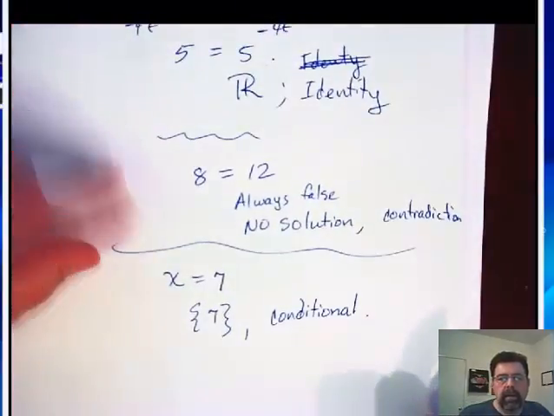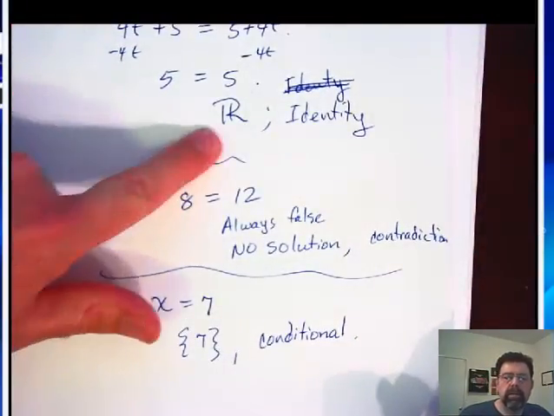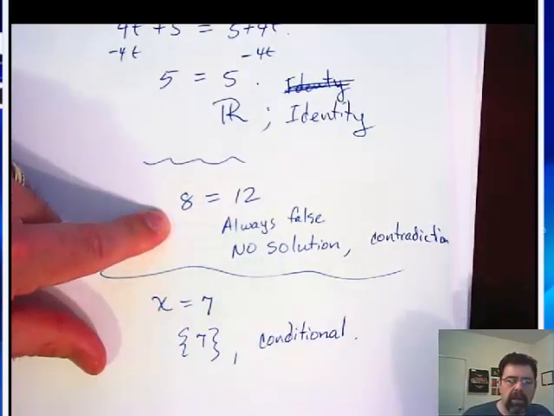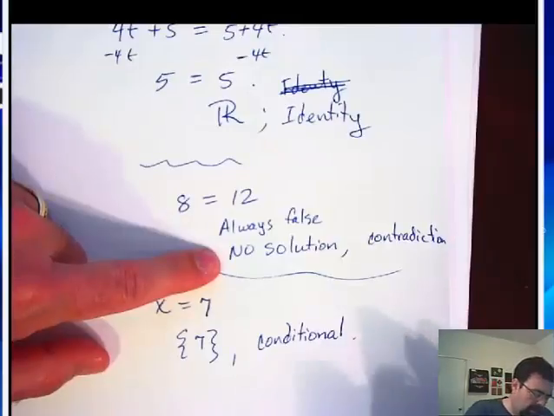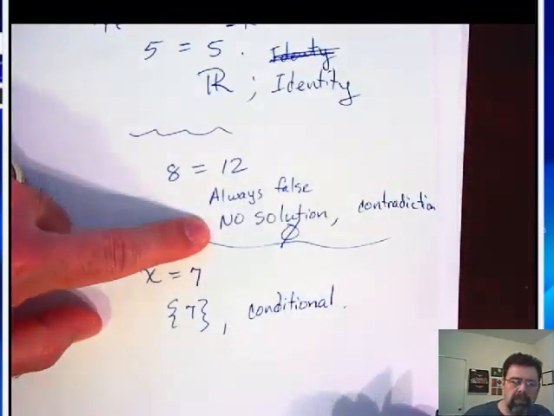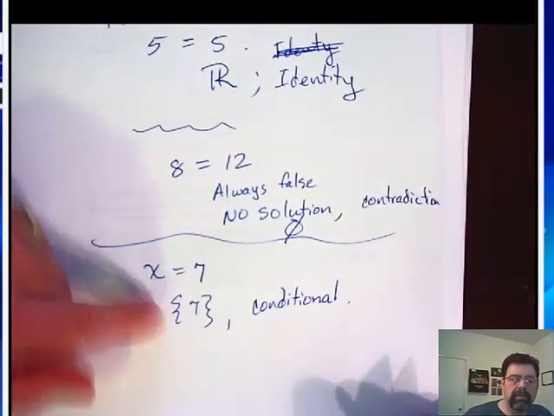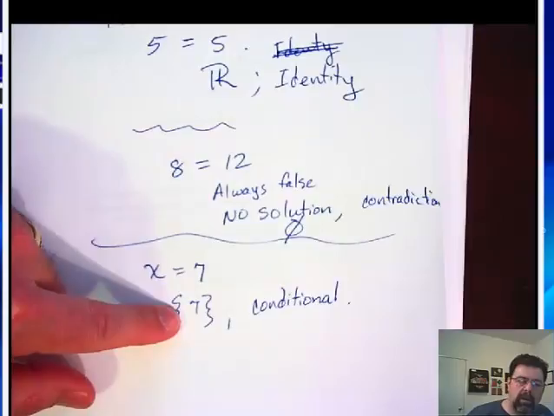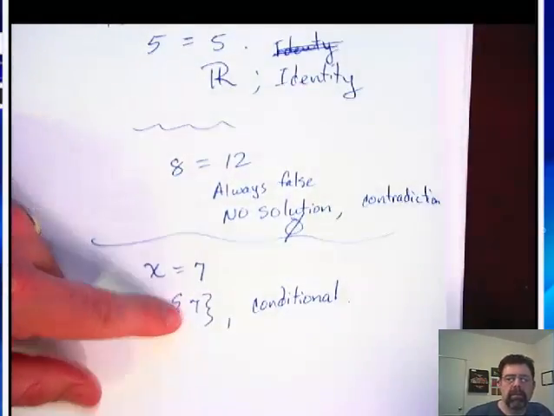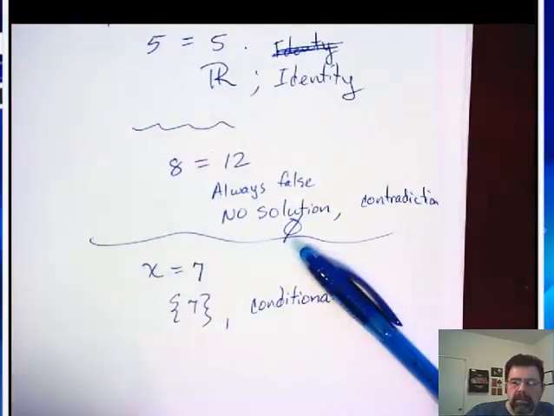So those are the three types of equations. You've got an identity that's always true, so the solution set's all real numbers. A contradiction that's always false, so that has no solution. Again, instead of writing no solution, you can write the empty set. And then a conditional statement where it's true if x is 7, and false anytime else. So it's sometimes true, sometimes false. So that's a conditional statement.